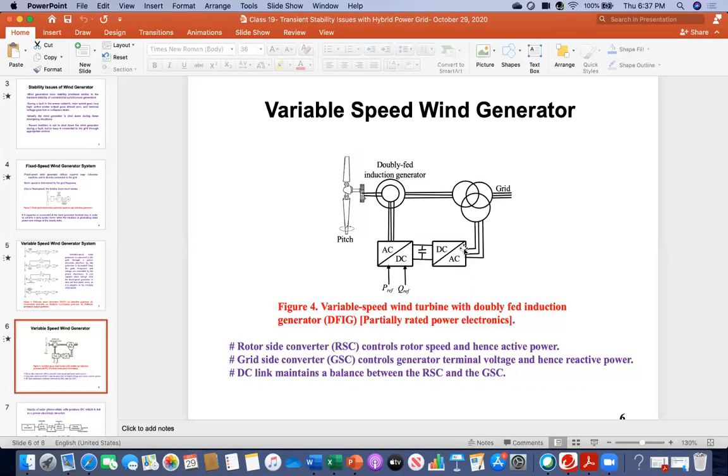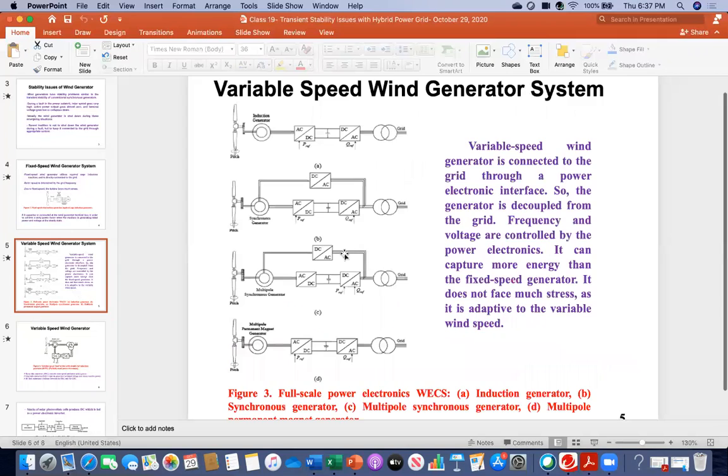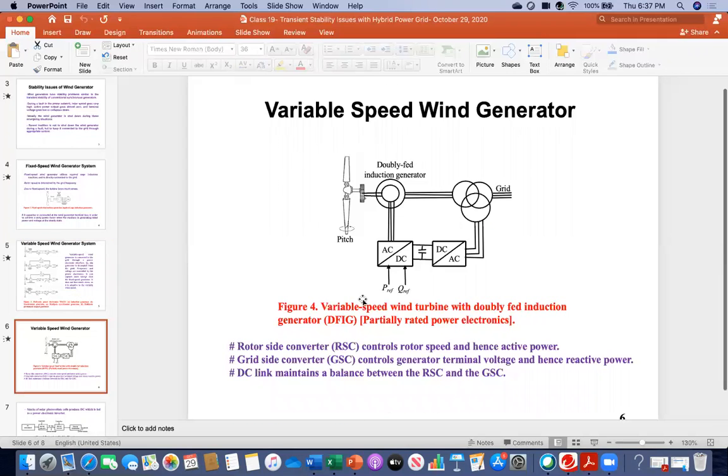Now, this is the most popular one. Although there are relative pros and cons between this doubly fed type versus the other type, this doubly fed is the most preferred one. The reason is that here, between the stator and the grid, there is no direct power electronics component. But here the power electronics component is between the grid and the rotor circuit. That's why here you need the power electronics.